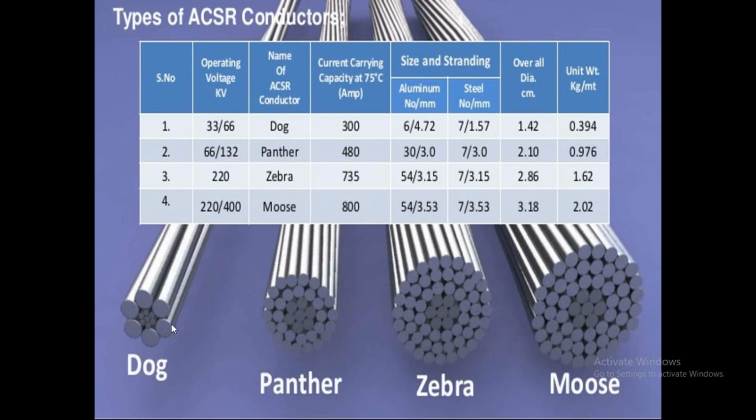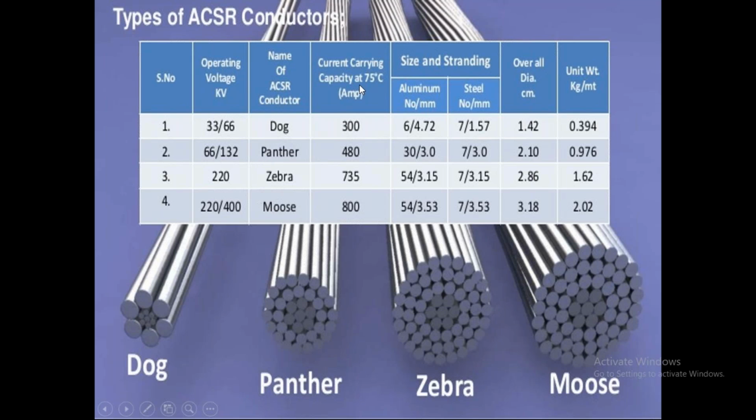These are the four conductors we can use at different voltage levels. Suppose the first one has the smallest conductor size. This type of conductor we can use for 33 and 66 kV. The table completely says that if the conductor size increases, the capacity also increases. It means that based on how much speed it should traverse, that's why the animal name is indicated here.